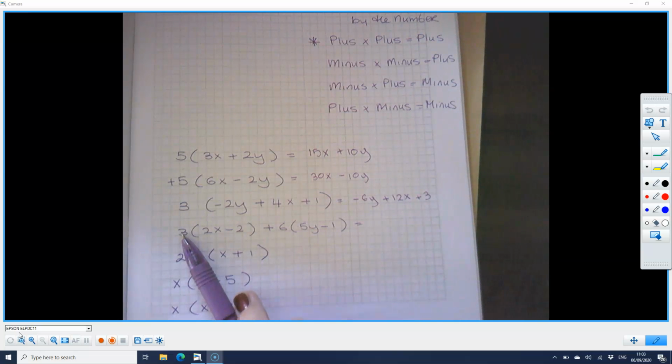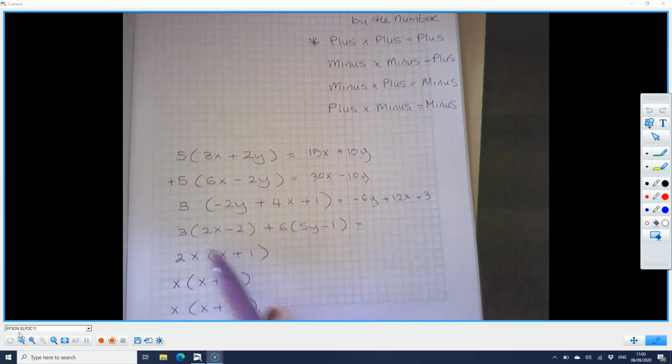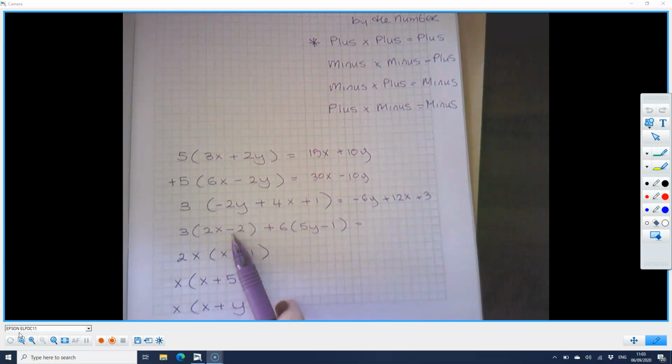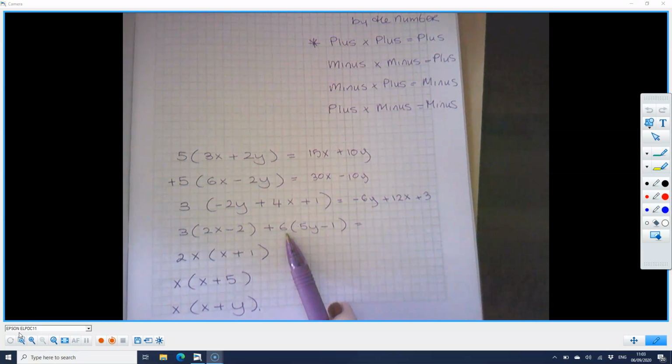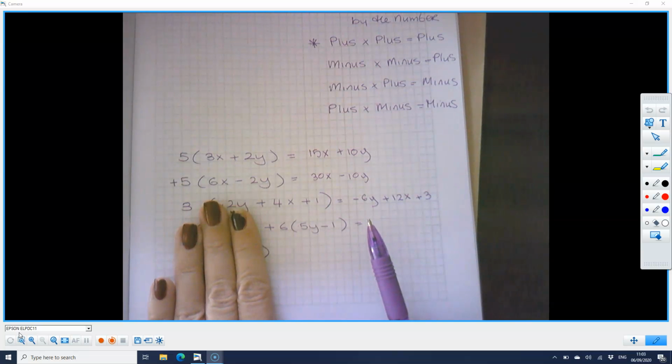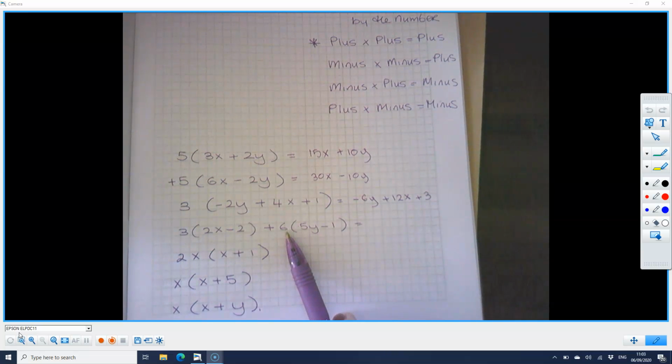This one, again, nothing between. So we've got 3 bracket 2x minus 2, so this 3 is multiplying this bracket. But then I have a plus 6 and a bracket. So this plus means that this bracket has nothing to do with that bracket. This bracket is just being multiplied by the 6. So it's like you've got two little separate sums.